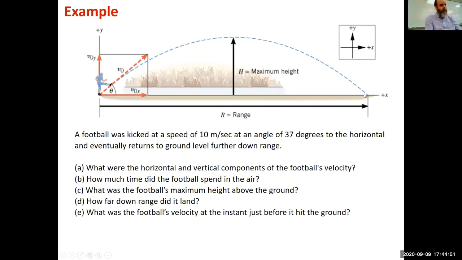There are certain things we can find when we solve one of these problems. For instance, what is the maximum height of the football? How far down range did the football land? How much time was the football in the air? And finally, what was the football's velocity at the instant just before it hit the ground? Let me show you how to solve this problem.